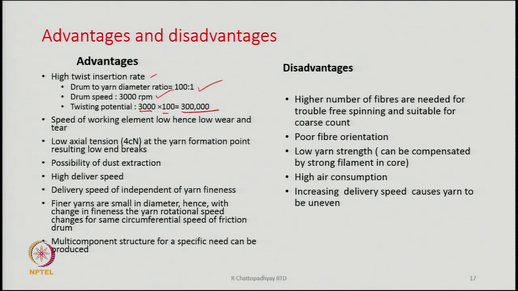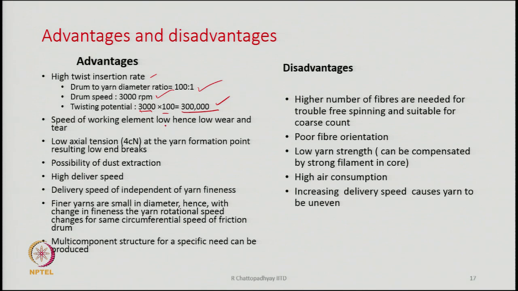Rotor spinning, how much could be rotation of the yarn? So, the speed of the rotor around, not 2 lakhs. Maximum is 1.2, 1.1 lakh, that is the maximum. Here potential is 3 lakhs, but it has a potential, but actual is less because there is a slippage phenomena.